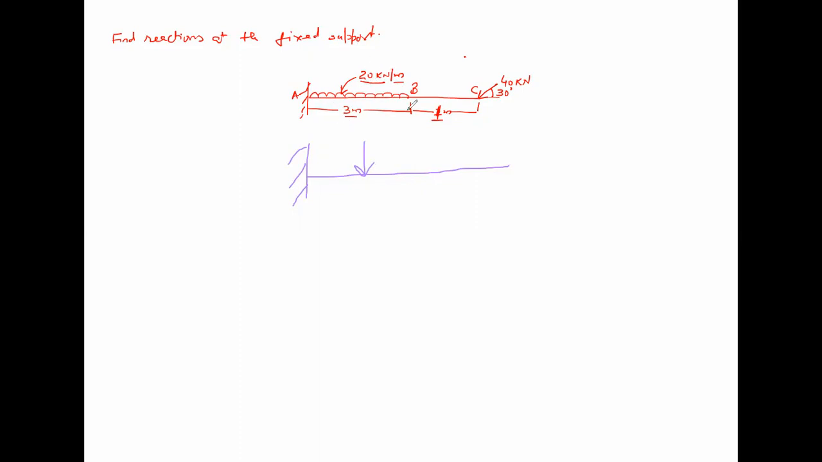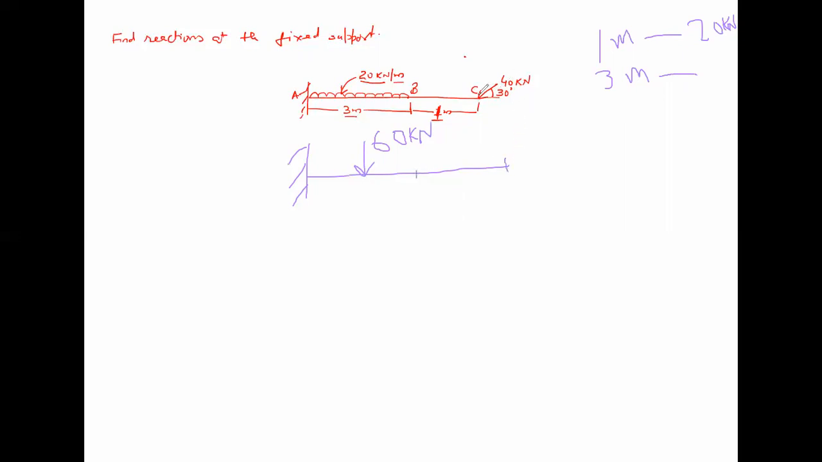So for 3 meter, how much? For 1 meter, it is applying 20 kilonewton, right? 20 kilonewton. So for 3 meter, how much force will it apply? It will apply 20 into 3, that means 60. So you can replace this UDL by a point load of 60 kilonewton. Good. So this is our point B and this is our point C.